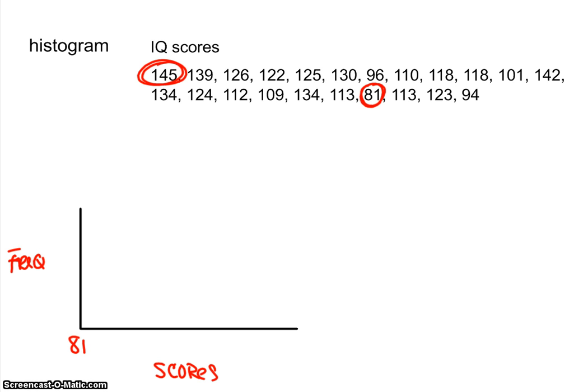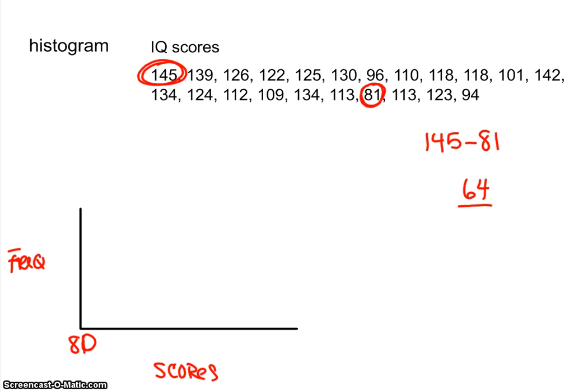Sometimes I'll tell people to just start with your smallest one. In this case, I'm not going to. I'm going to start at 80, because if I can get to multiples of 5 and 10, sometimes it's easier. So I'm going to start at 80. I have to end up at 145. Now, we're going to talk about bin widths again, and how I find your bin width is by finding your range. In this case, it's 64.